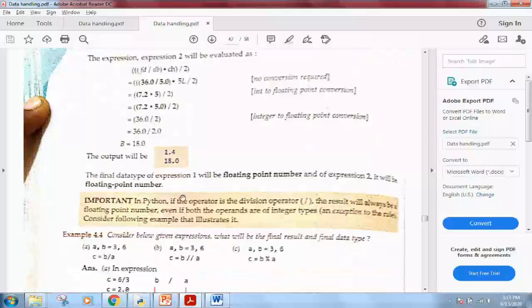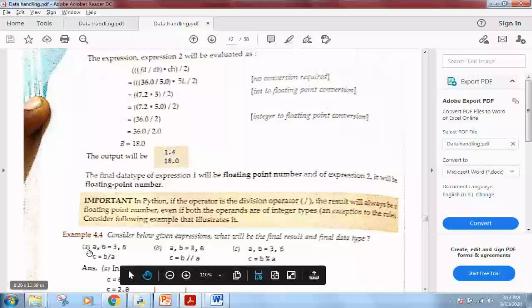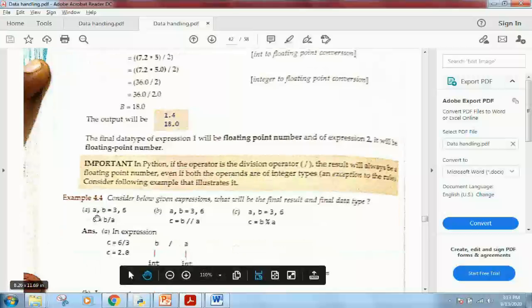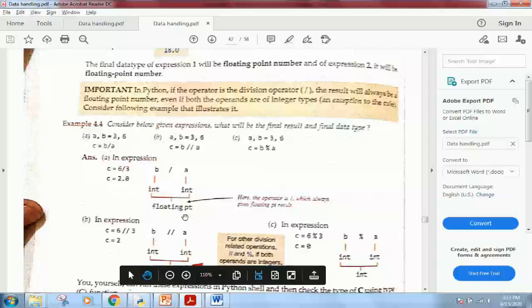Okay, now there is one important thing. If the operator is division, the result will always be a floating number, even if both the operands are of integer type. This line you can underline: in a division, even if both the operands are of integer type, the answer will always be a floating number.